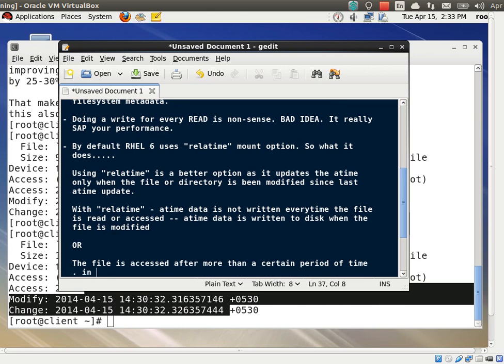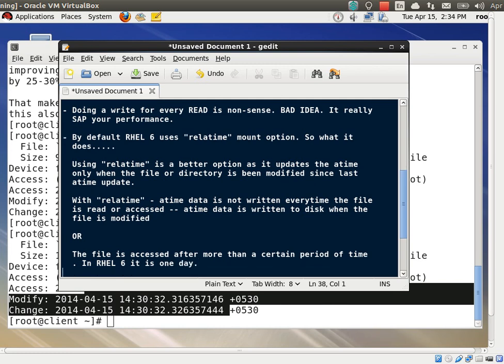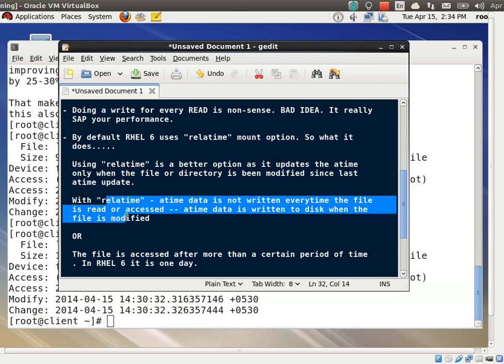So in RHEL 6 it is 1 day. That means the atime will change only if you have changed the contents of the file or you are accessing it after 1 day. So if you are accessing the same file 100 times in a single day, the atime will not be modified. That is definitely going to increase your performance, especially on servers where there are thousands of read and write requests.